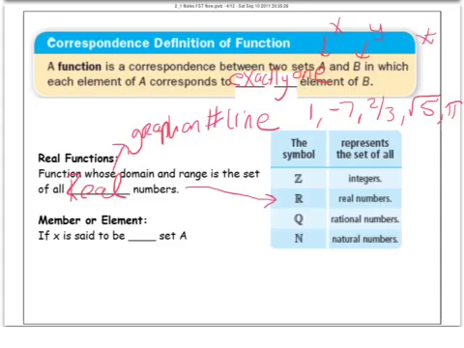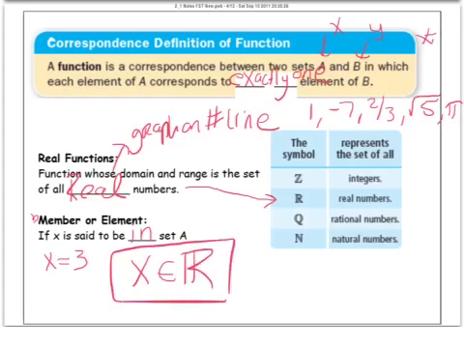Another word for definition we want to talk about is the member or element. If x is said to be in set A, we say that it's a member of set A or an element of set A. So let me do this for example. If I say let x be the number 3, the number 3 is a real number. It can be graphed on the number line. So I want to do mathematical shorthand and tell you that x is in the set of real numbers. So what I would do is I would say x is an element of, and that's just a little epsilon or the e, real numbers.